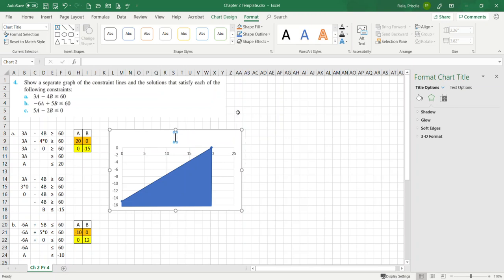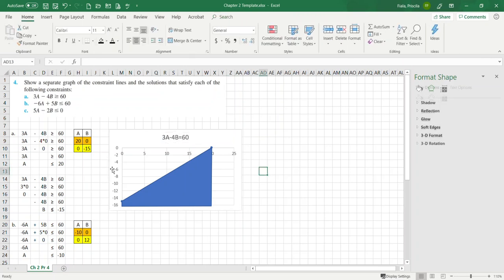But I'm not requiring. Okay, since I started, let me finish 4B. Let me just do equals to 60. Okay.